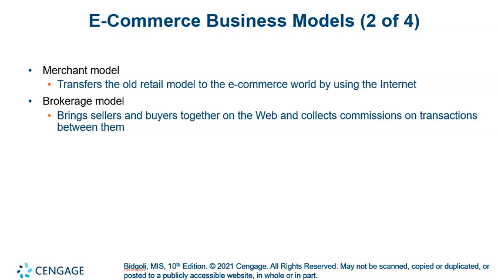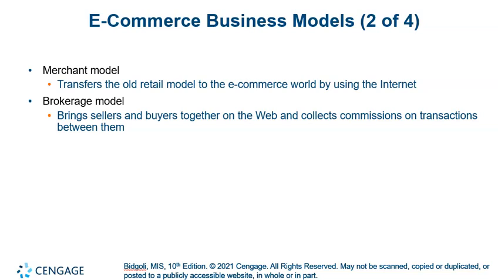And there's different subsets to the merchant model. You have sometimes what's referred to as click and mortar. It's a play of brick and mortar. Think of Macy's. You can go to a Macy's store, but you can also go to Macy's.com and buy pretty much everything you could in the store and have it shipped to you.